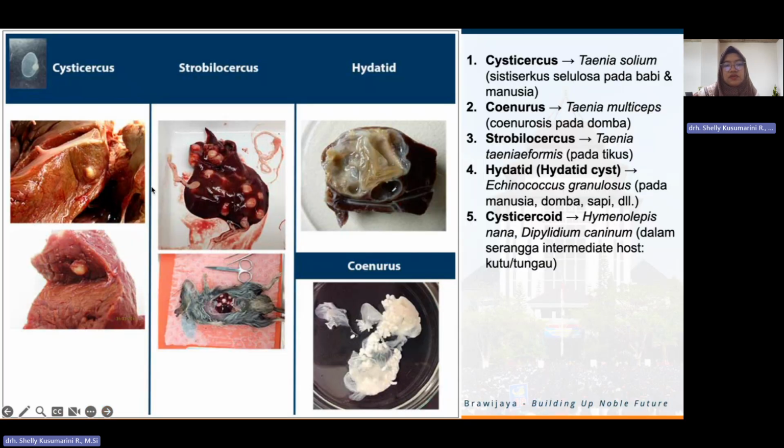Next, this is the visualization, and you can see this is the cysticercus. Mostly we find it in Taenia, and the coenurus we find in Taenia multiceps. About the hydatid cyst, we can find Echinococcus granulosus, and Strobilocercus we can find in rodents.